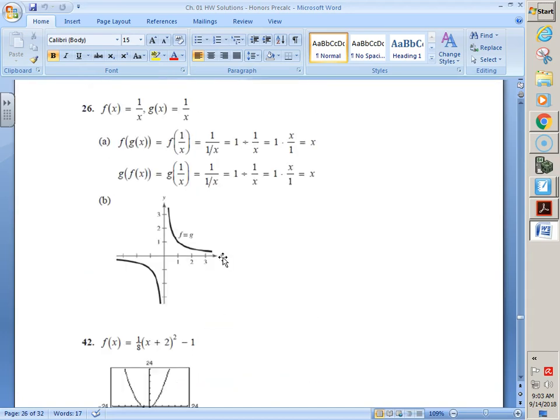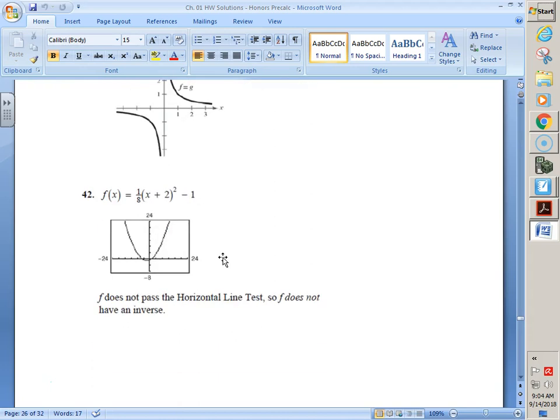Number 26, did you guys get that it was its own inverse? And when you do 1 over 1 over x, what do you get? Well, 1 over 1 over x, don't you just reciprocal it? x. And then how does that make sense with the graph? Isn't it its own reflection already? It's already its own reflection. It doesn't have anything else to reflect or any other function to get.